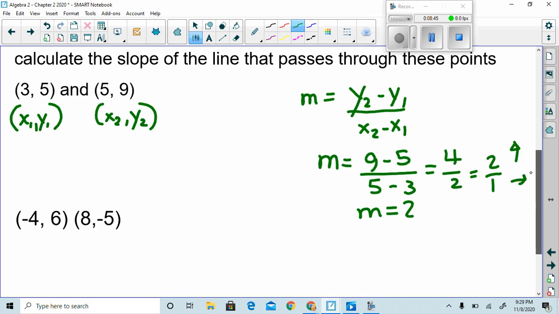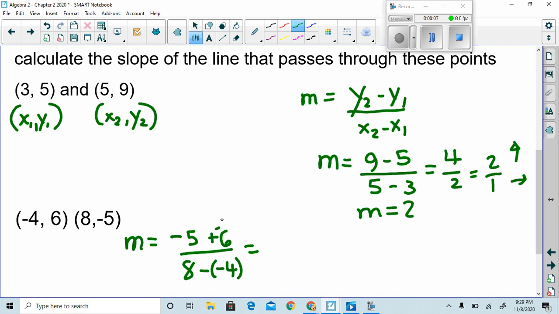Using that same formula, we're going to get m is equal to -5 minus 6 over 8 minus a -4. y2 minus y1 and over x2 minus x1. Be careful with your negatives. You've got to add the opposite. That's going to give me -11. And add the opposite. That's going to be 12. And my slope is -11/12.